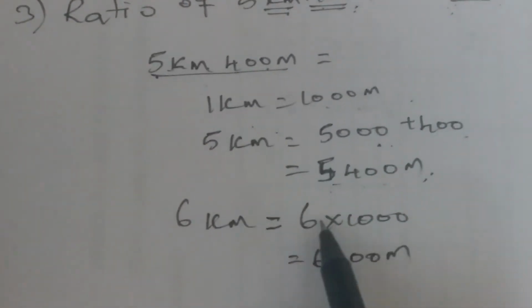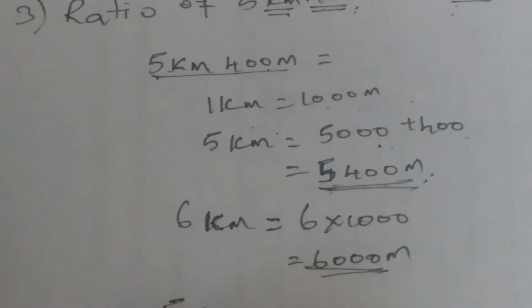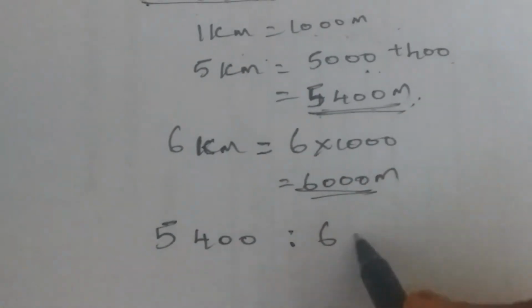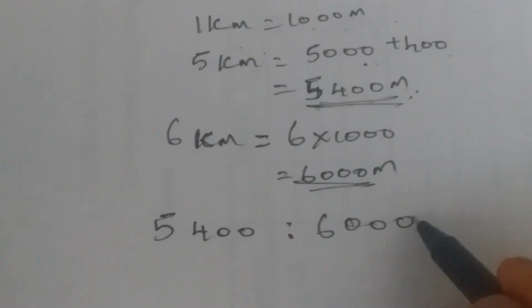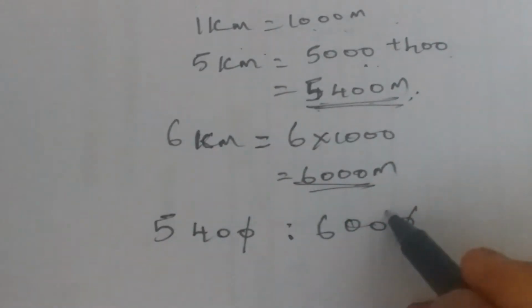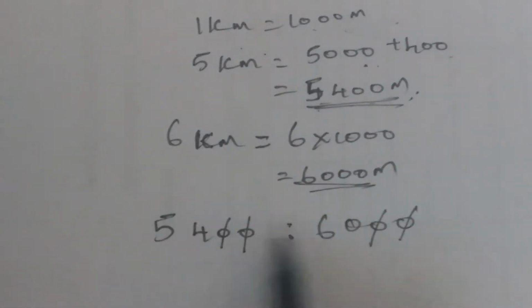6 kilometers equal to 6 into 1000. That is 6000 meters. Now see, both are in meters now. We can find the ratio easily. 5400 is to 6,000. Can we cancel zeros? Yes, cancelling 0 means dividing by 10. And check 54 and 60.